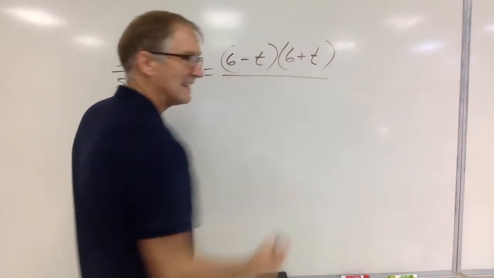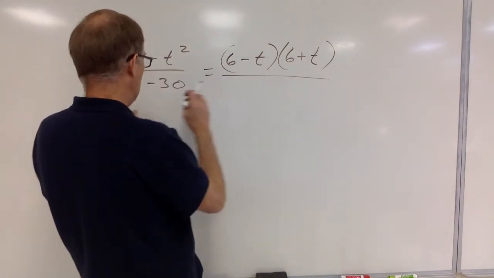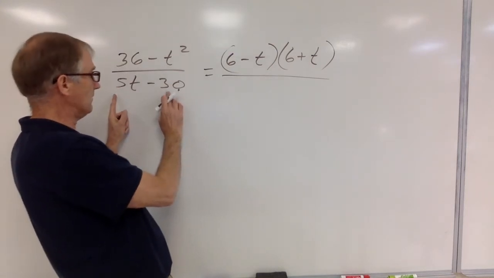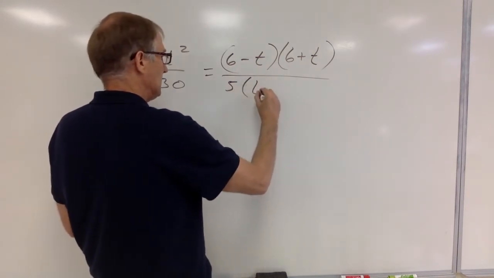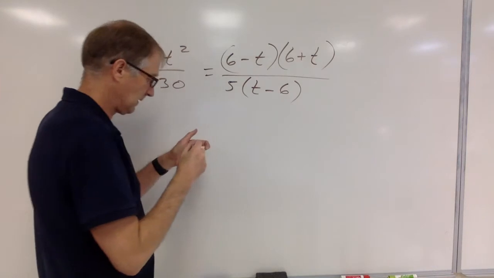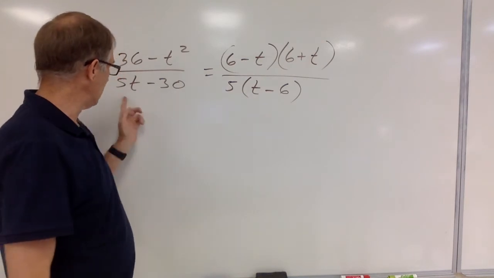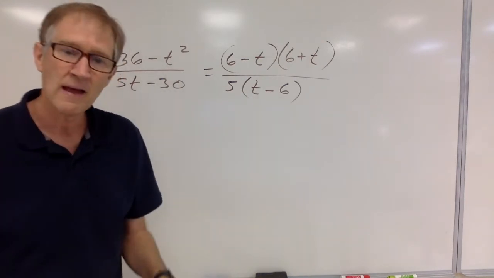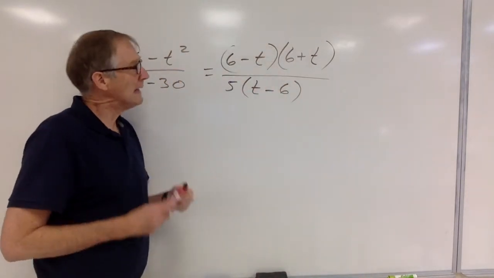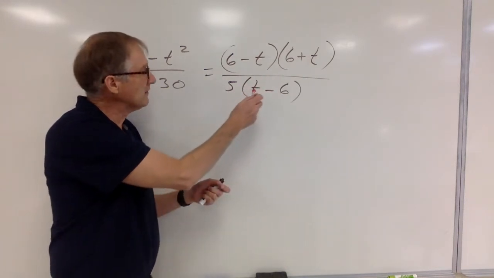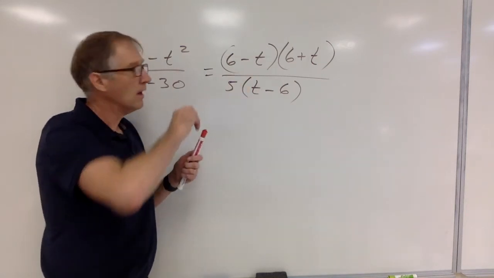In the denominator, we can factor out a 5 right here, because this is 5, and that's 5 times 6. So I take the 5 out to the side, and that's going to be t minus 6. If I redistribute, 5 times t is 5t, and 5 times negative 6 is negative 30. That works. Here's the tricky part. You look and say, wait a second, buddy, these aren't the same, because that's t minus 6, and that's 6 minus t.